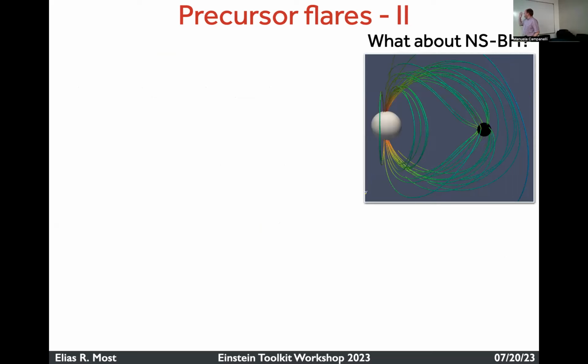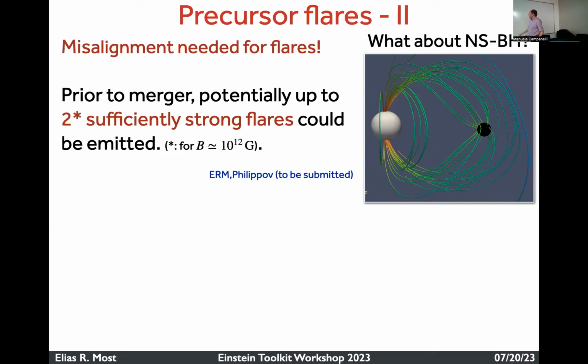The other thing is, of course, what happens if you have a neutron star and a black hole. This is particularly interesting because most of the merging neutron star black holes that we expect to see with LIGO will likely not have any electromagnetic counterparts. The neutron star will just get eaten whole. So this is one of the few transients where you might expect to do something because matter is still left before the merger. Okay, and there we find it's slightly more pessimistic. We find about 2 sufficiently strong flares if your magnetic field is 10 to the 12 Gauss.